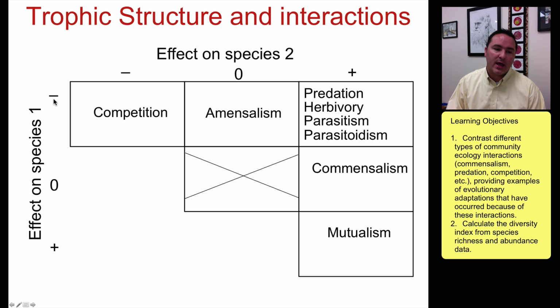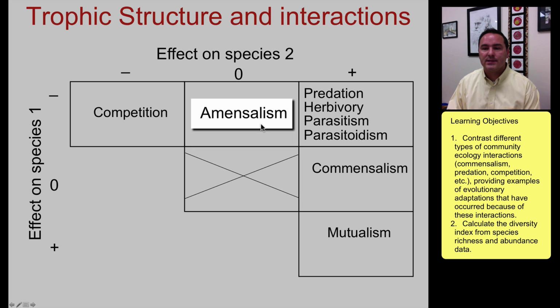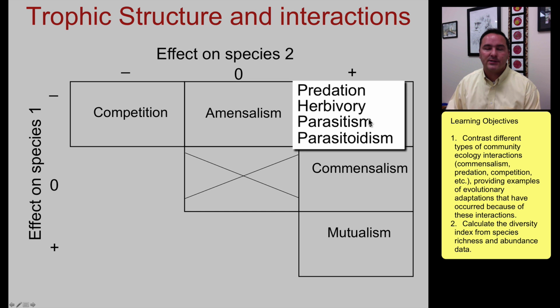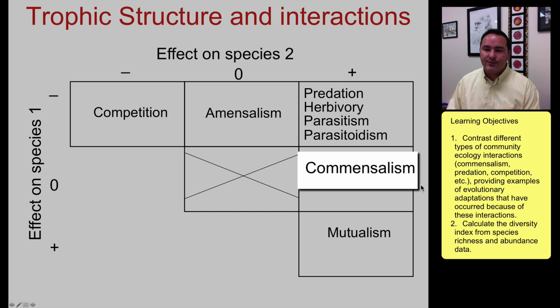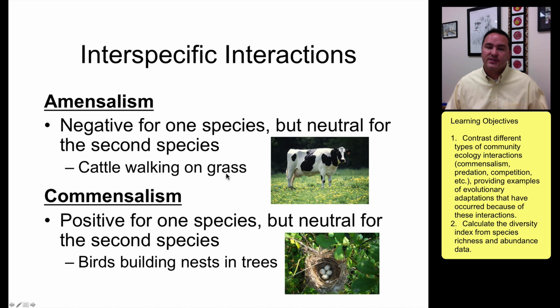You can have a negative relationship. So this is the effect on one species and the effect on the other species. You can have negative-negative, where we call that competition; a negative-neutral, amensalism; a negative-positive like predation, herbivory, parasitism, and so forth; a positive-neutral, commensalism; and a positive-positive, mutualism. Here's some examples of these in case you're unfamiliar.